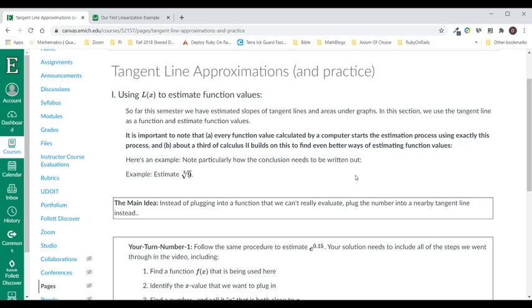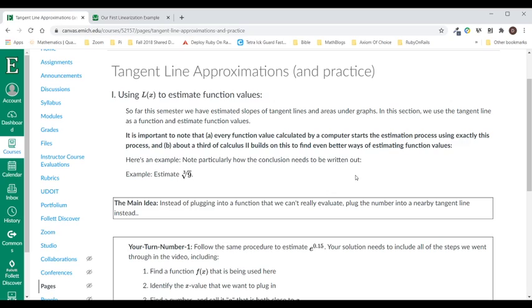It is important to note that every function value calculated by a computer starts the estimation process exactly this way, and you want to get used to it if you're going to take Calc 2, because about a third of Calc 2 builds on this and expects you to really understand the process. If you're not going on to Calc 2, people in your field usually expect you to be ninjas at this. So either way, we have to be really, really good at it.